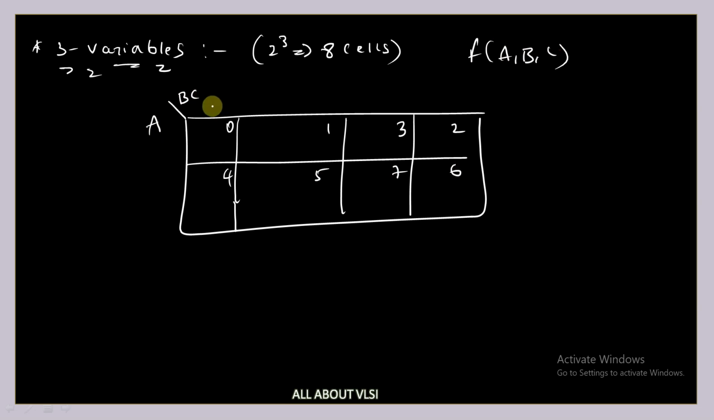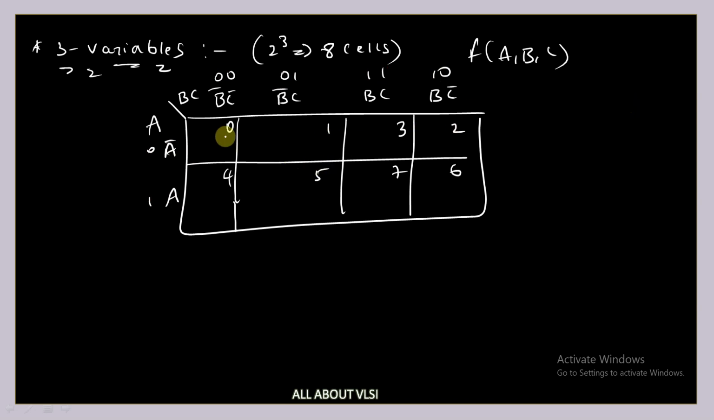Here we can use a, b, c. I'm comfortable with this type of representation: b bar c bar, b bar c, b c, and b c bar. Or else you can use the second type of representation: 0 0, 0 1, 1 1, 1 0. And you can use a bar and a, 0 and 1. So any way of representation you can follow.